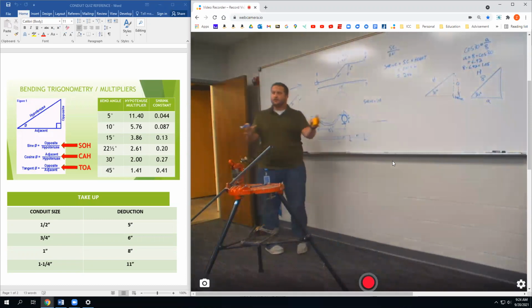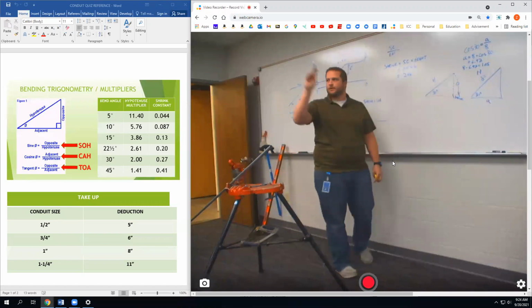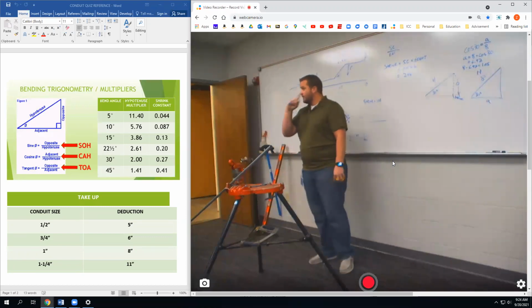So you don't even need the constants and multipliers if you want to do the math. If you want to know how much it's going to shrink by the time I bend this triangle, just draw it up. Either way you do it, it's going to work out.